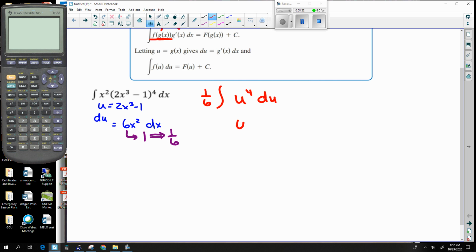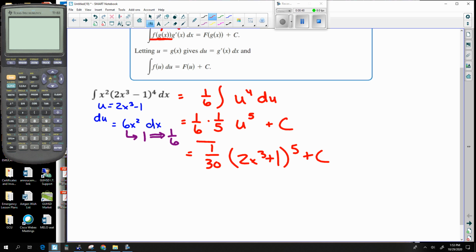So I integrate this. This is u to the 5th, 1/5. There's a 1/6 already there. Okay. Plus c. It's not a definite integral, we still have plus c. And then when all said and done, this is 1/30th, u is 2x to the 3rd plus 1, plus c. There you go. That's your integral.